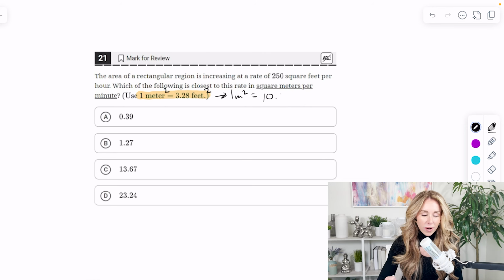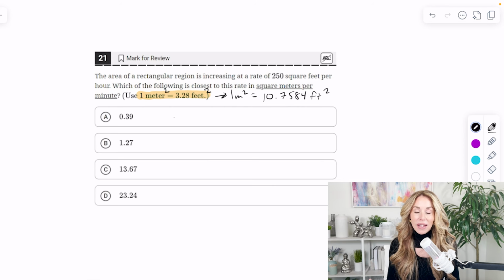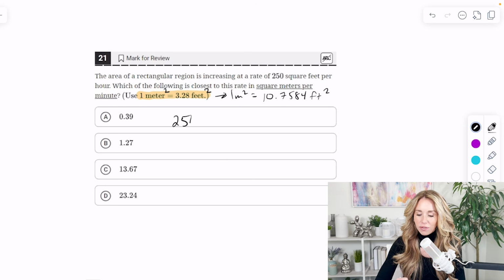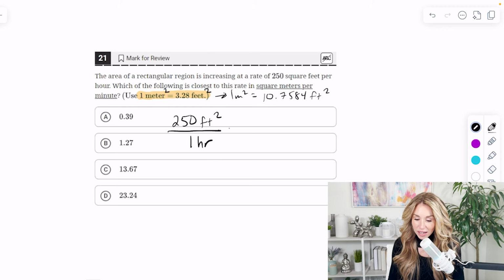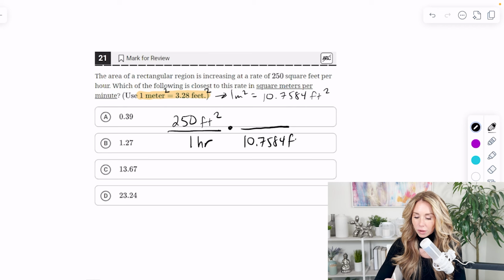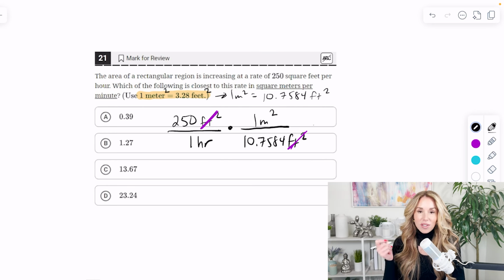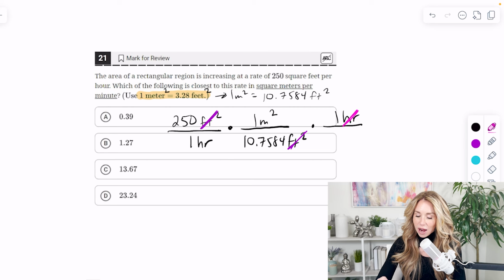Okay, so that equals 10.7584 feet squared. Okay, now I have the right conversion, so I can go ahead and set up my ratios and multiply. So I've got 250 square feet per 1 hour. Now I want to get rid of square feet and get it into square meters. So I'm going to multiply, and I'm going to put square feet on the bottom, so that square feet cancels with square feet. And then I'm going to put my 1 meter squared on top. And then they want it in minutes. So I also want to get rid of hours. So I'll put 1 hour on top so that hours cancels with hours. And there's 60 minutes in an hour. So I will put that on the bottom.